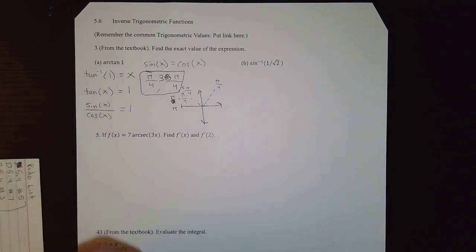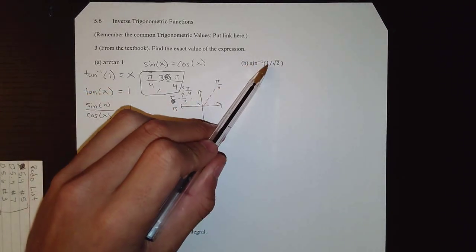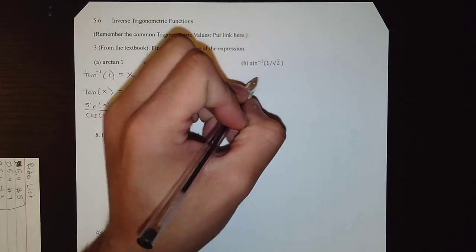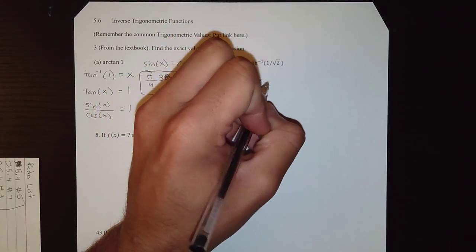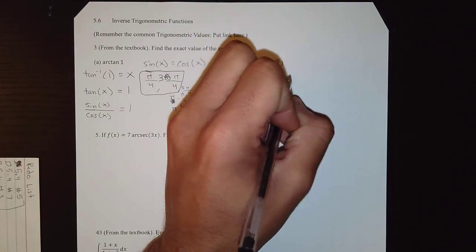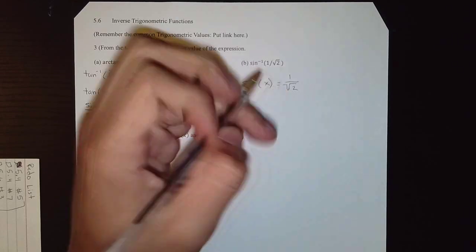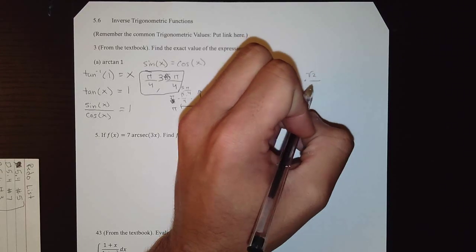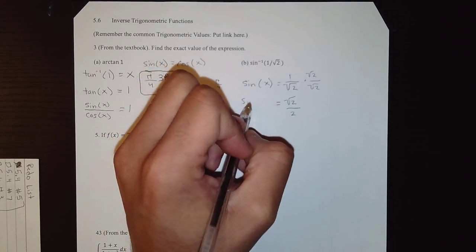Now for part B, it says the sine inverse function of 1 over the square root of 2. So let's just rewrite this again. And so we can say that sine of some number x has to equal 1 over the square root of 2. And let's rationalize the denominator. And so we multiply the numerator and the denominator by the square root of 2. And we would get the square root of 2 divided by 2 equals sine of x.